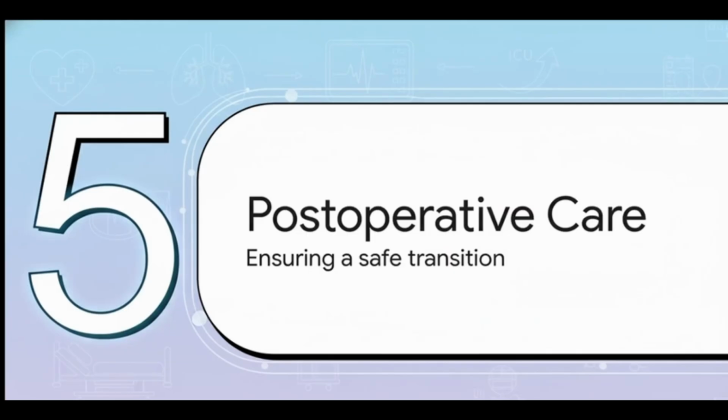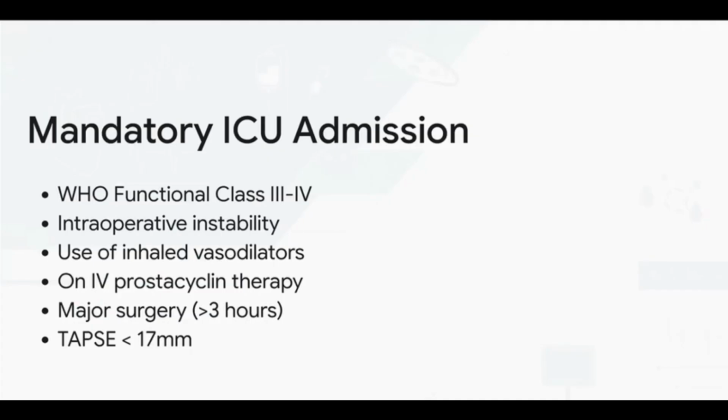Getting through the surgery is only half the battle. A safe handover to postoperative care is absolutely critical because remember, that highest risk period for mortality is within the first 72 hours after the surgery ends. All of your intermediate and high-risk patients need a mandatory ICU admission. This slide lays out the specific triggers: any hemodynamic instability in the OR, the use of advanced therapies like inhaled vasodilators, or baseline severe RV dysfunction. All of those require intensive care monitoring postoperatively.